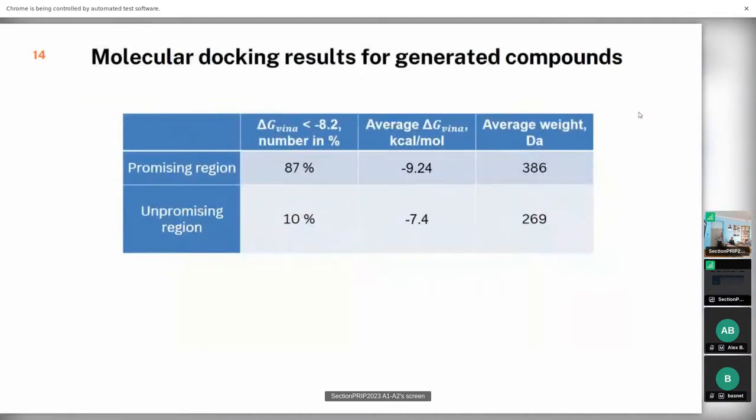After generation, we did docking once again for the generated compounds, and we can see that in our promising region, the average binding energy was lower than our border, and 87% of generated compounds were better than the border we chose.